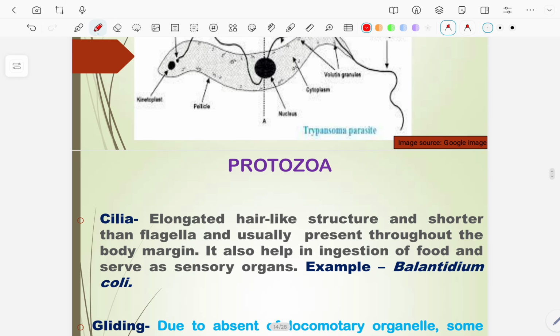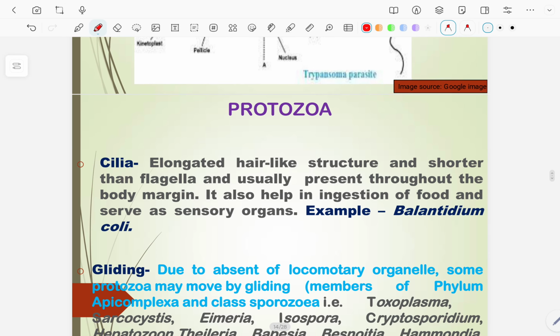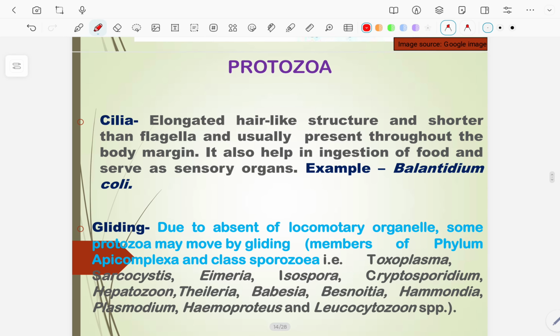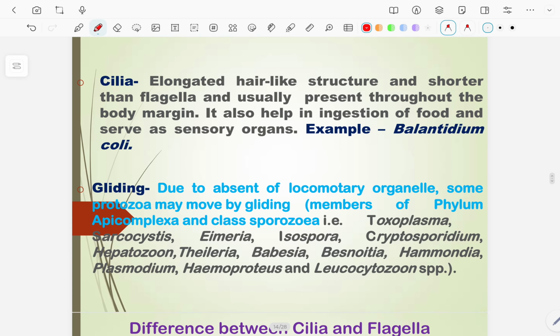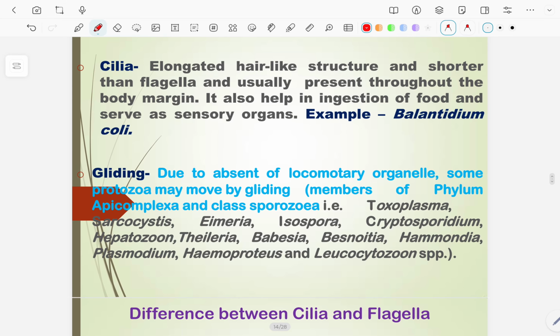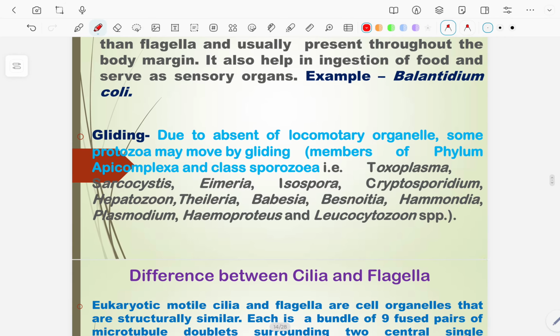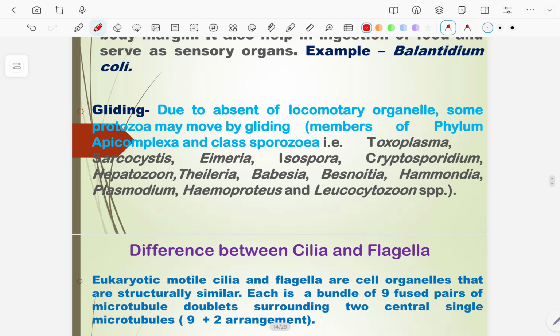Protozoa. Cilia are elongated hair-like structures, shorter than flagella, and usually present throughout the body margin. They also help in ingestion of food and serve as secondary organs. Example: Balantidium coli. Gliding: due to absence of locomotory organelles, some protozoa may move by gliding.